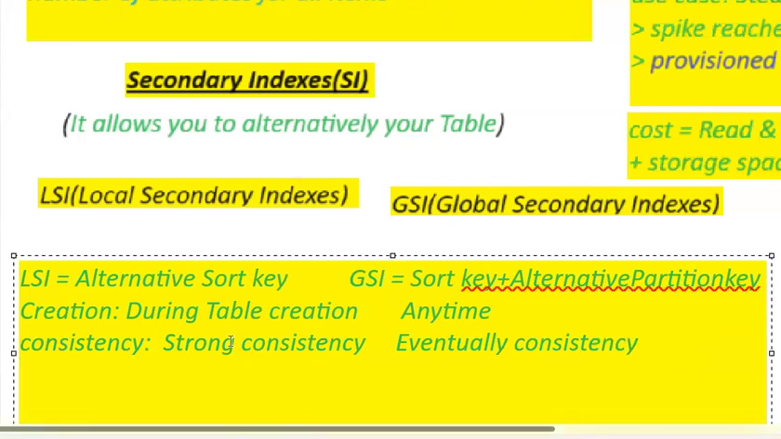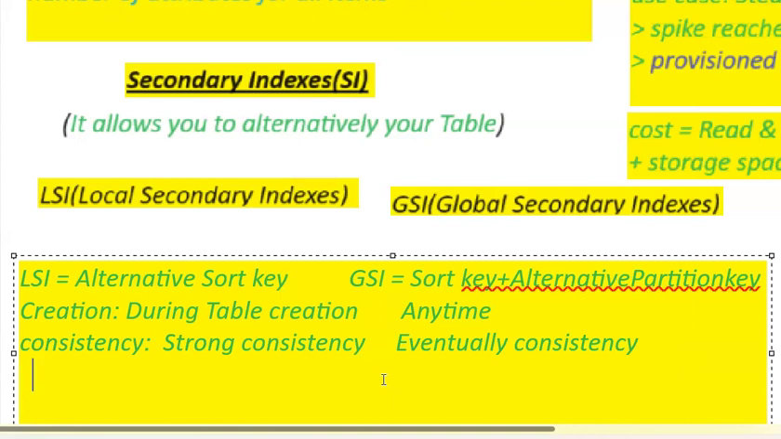Whenever you create your table with eventual consistency, you have an additional key that you can use for query. What is that? GSI, global secondary indexes. Whenever you create your table with strong consistency, you have another key for query. What is that? Local secondary index. Under local secondary index, you provide an alternative sort key, whereas in global secondary index, you provide the sort key and an alternative partition key as well.